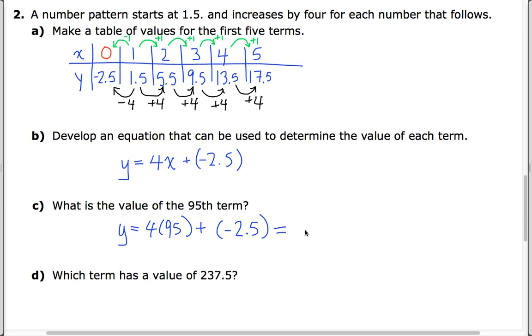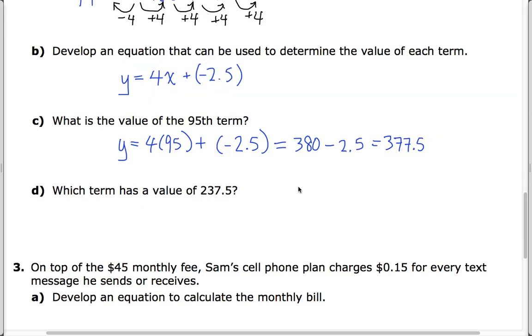And when we do that, 4 times 95 is 380, and adding negative 2.5 is like subtracting 2.5 from that. So this would give you 377.5.